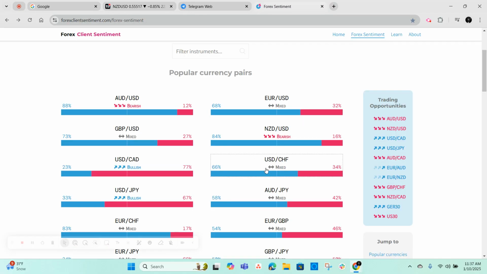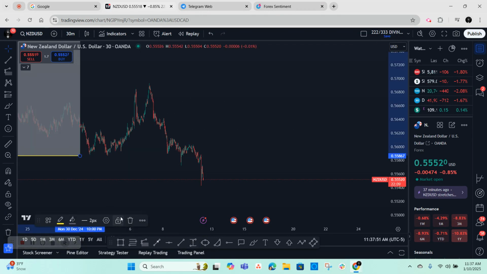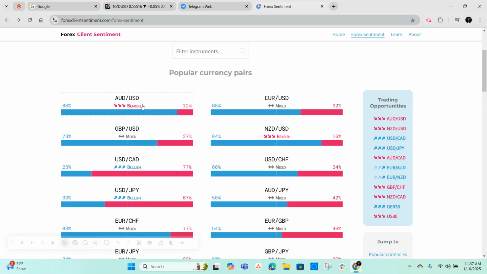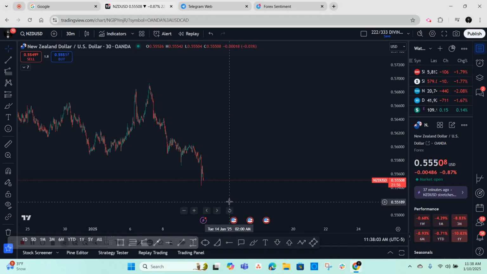All right, what do we have? NZD was 84% long, 16% short. We clearly see we're in a downtrend. And then here's the thing too. Look at this trading pattern. Doesn't it look similar to what we just looked at on AUD USD? Guys, they're showing some of the same patterns. You can just take advantage of the correlation of it.